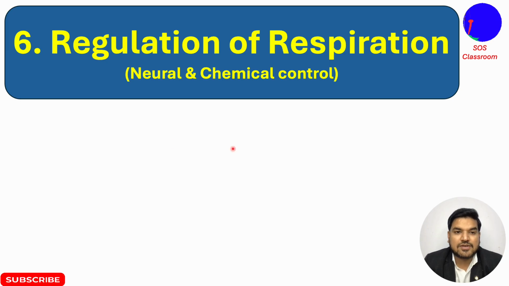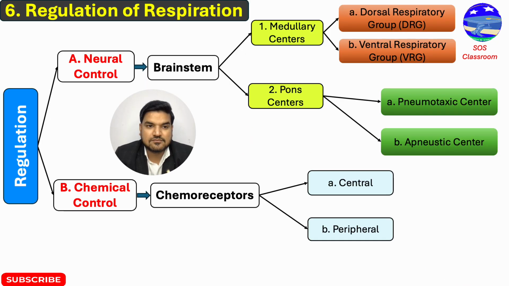Next, the regulation of respiration. Regulation of respiration is controlled by neural and chemical controls. First of all, you can see the regulation of respiration is controlled by two methods. Number one, neural control by the nervous system, and second, chemical control by the chemoreceptors.